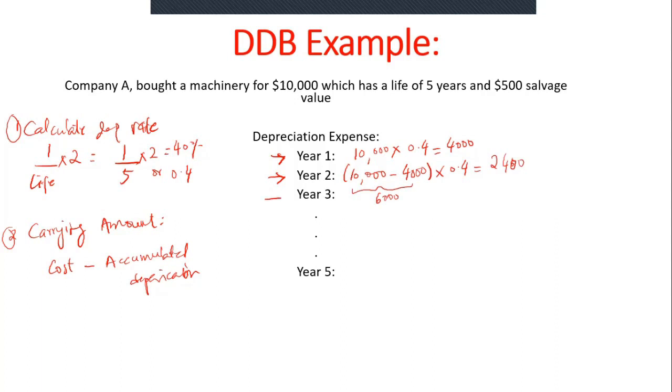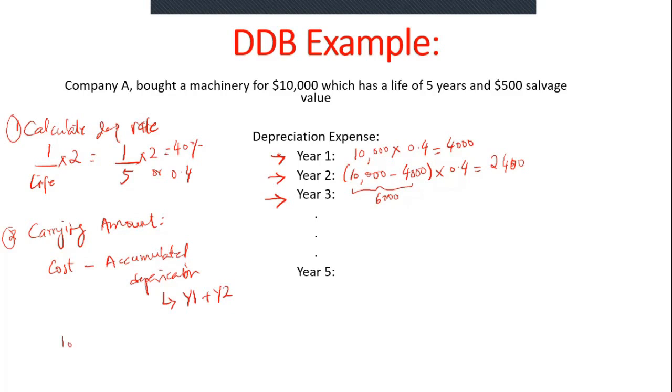So if you have to calculate depreciation expense for year 3, you would do the same thing. You would have to calculate the carrying amount first and then multiply it by the depreciation rate. Now, in this case, you would see what accumulated depreciation is very clearly. Accumulated depreciation is basically the depreciation expense of all the prior years. So in this case, we would have depreciation expense from year 1 plus year 2 when we are calculating the carrying amount for year 3, right?